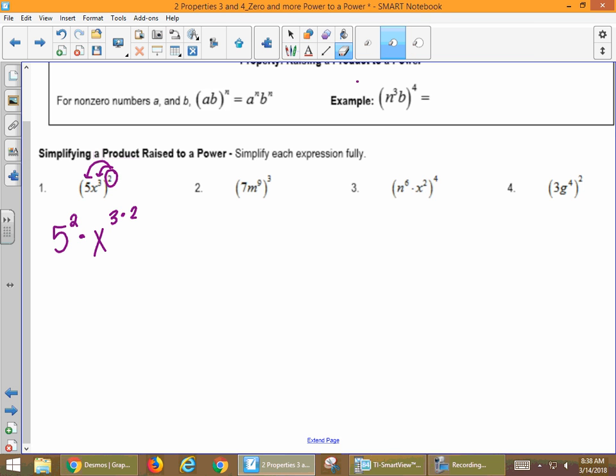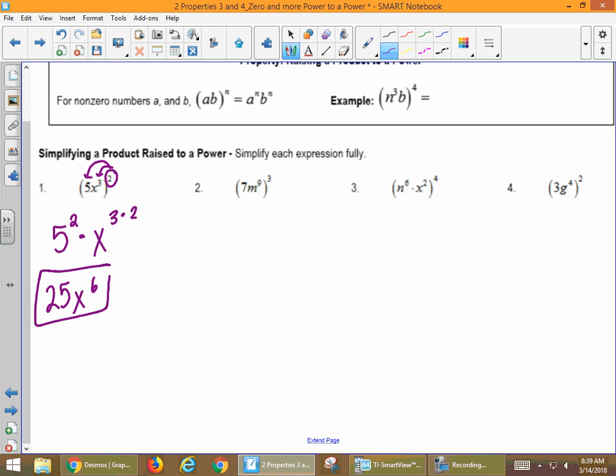So I guess I missed our example in the text box up here. So what did we get for our final answer here? What's 5 squared? 25. And x to what power? 3 times 2 is 6. It's really common to do 5 squared is 10. So if that was your first thought, just double check it in the calculator.